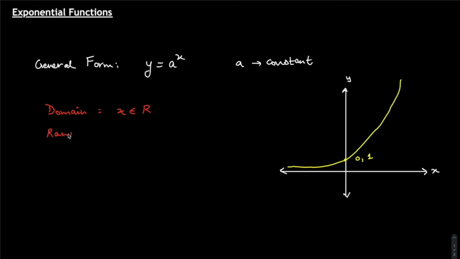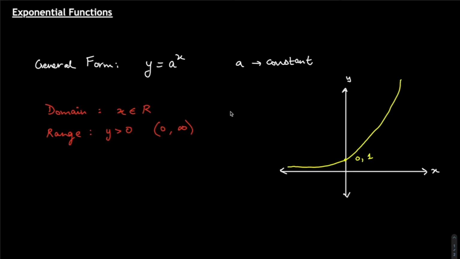What about the range? When a is positive, we're always going to get values greater than 0. So y is always going to be greater than 0. Or to put it in different terms, it's going to be from 0, not touching 0, to infinity.